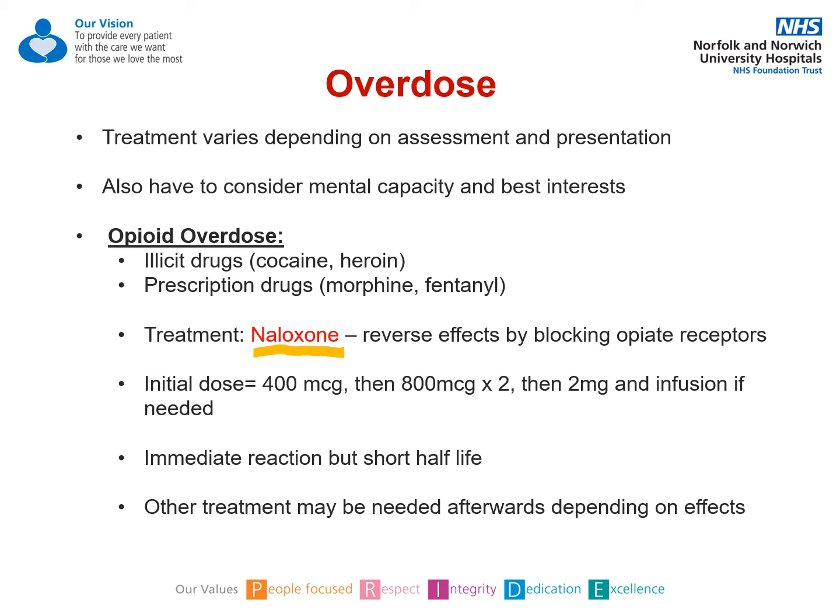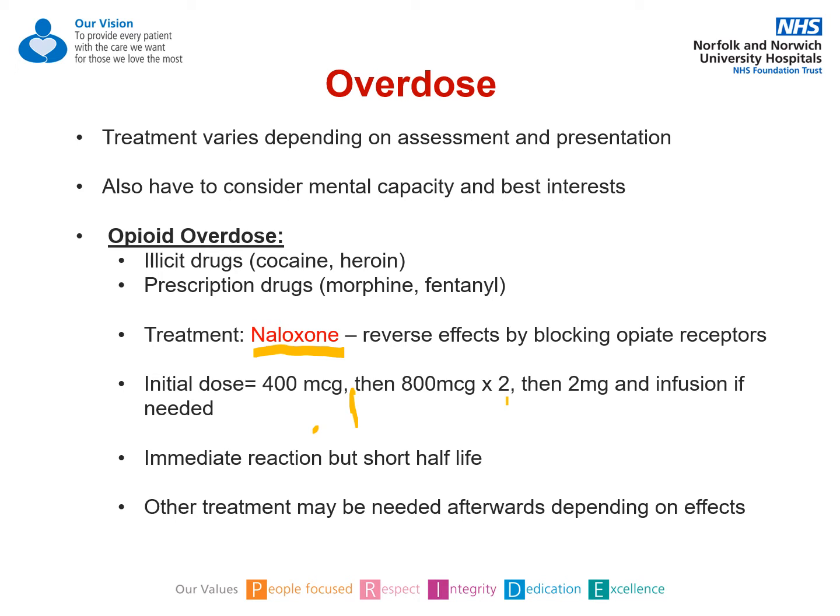This basically reverses the effects of the opioid by blocking those receptors in the brain. The initial dose for adults is 400 micrograms, which will often be done pre-hospital by the paramedics. They can also, I think, give the next dose of 800 if they think it's needed. But usually this is where they come into hospital. We might give them another couple of doses. If that still hasn't had enough of an effect, then it can be stepped up to 2 milligrams, and we can start a continuous infusion if we need to.